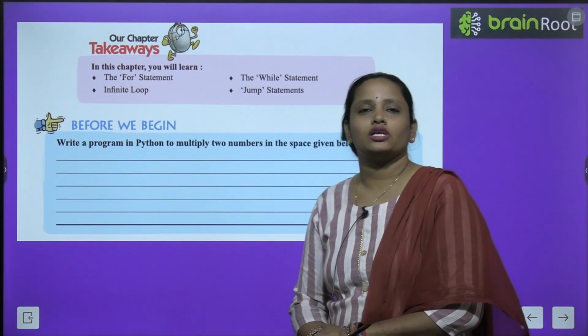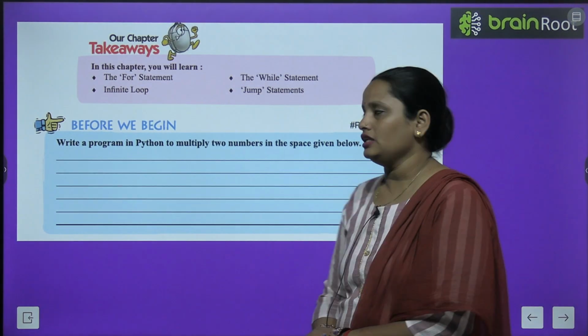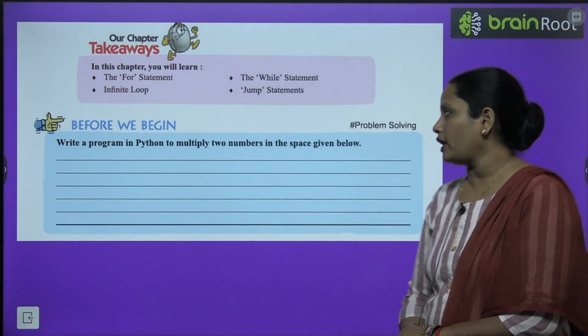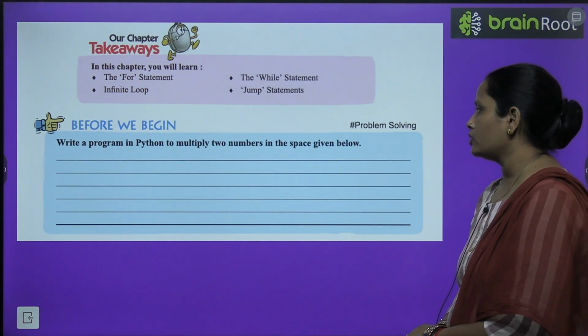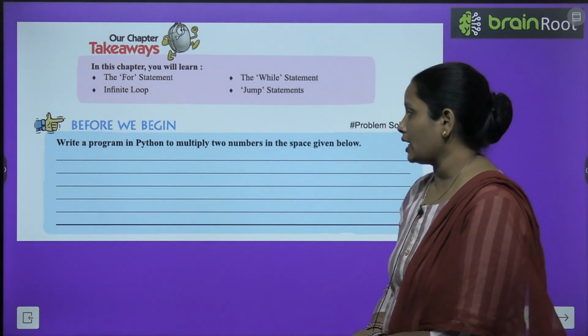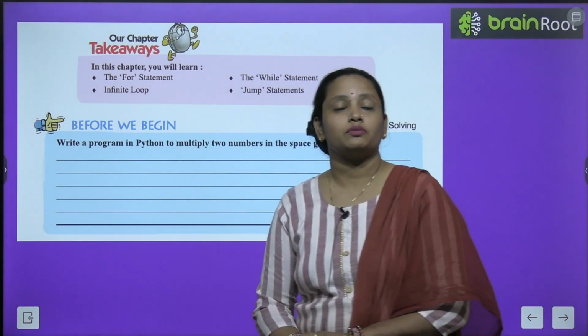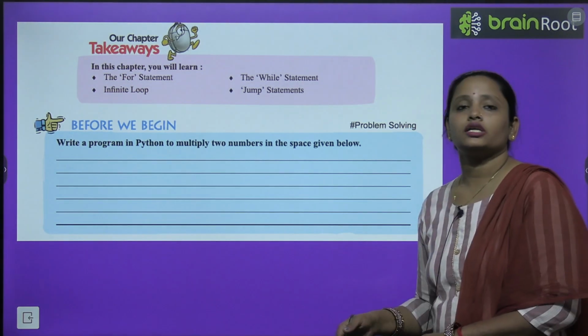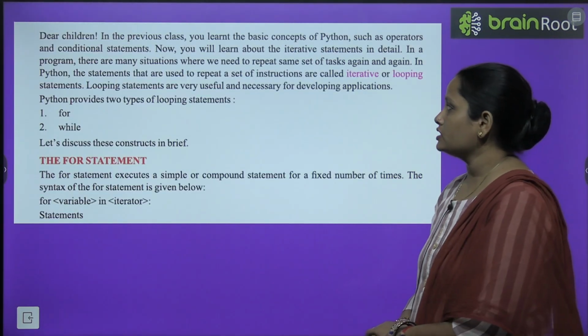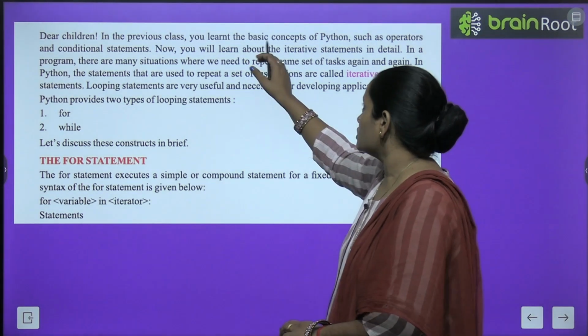Before that, let's do this exercise, this activity, which is before we begin. Write a program in Python to multiply two numbers in the space given below. तो आपको एक प्रोग्राम लिखना है Python में जिसमें आप दो numbers को multiply कर रहे हो. So do it yourself.